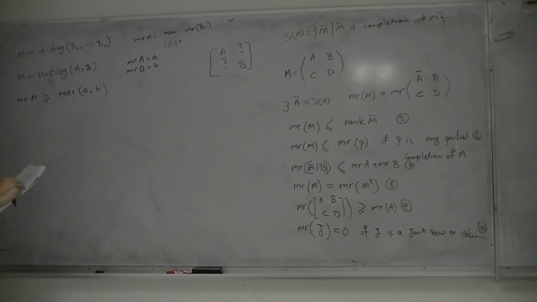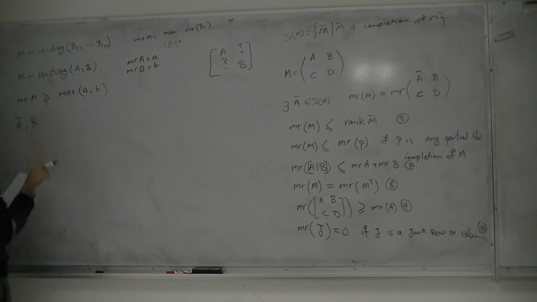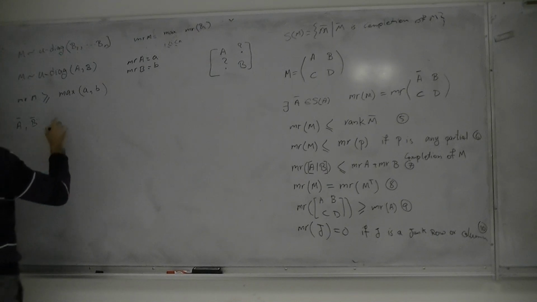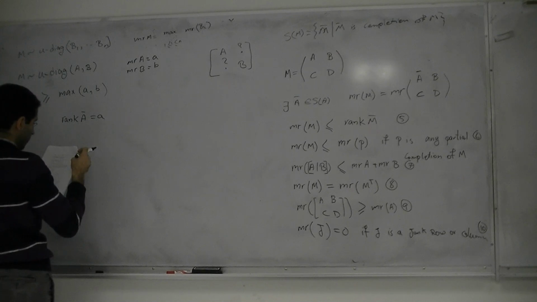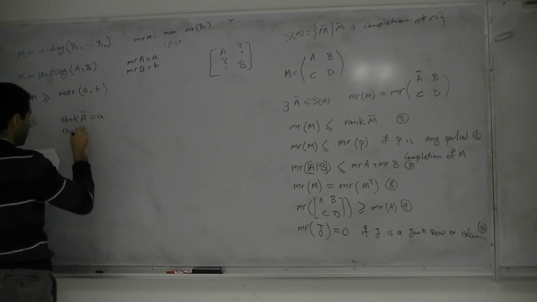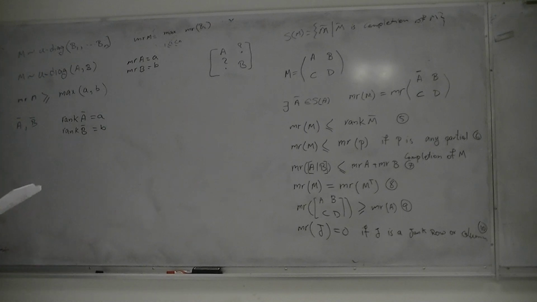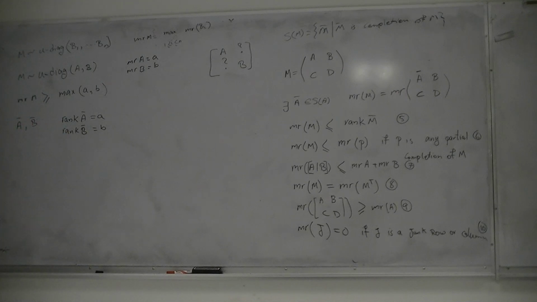If we do the completion on the B and A, we have A bar and B bar as a complete matrix of A and B, and the rank of A bar is equal to A, and the rank of B bar is equal to B. This is true because we defined that the minimum rank of a matrix is the rank of the completed matrix of the incomplete matrix.